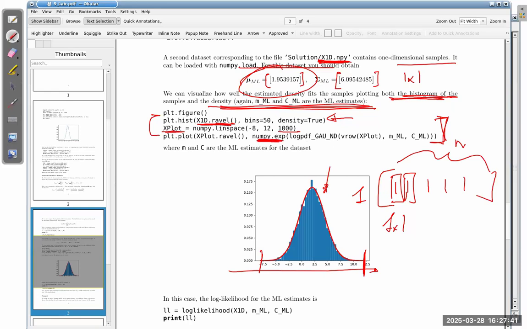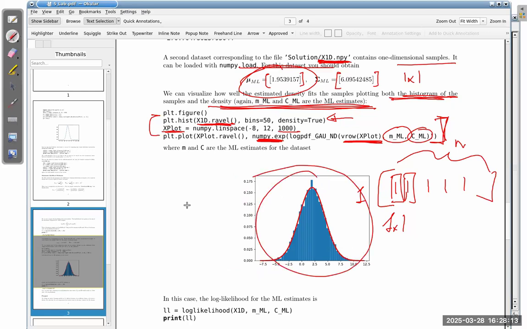Again, in this case, we want the density, so we need to exponentiate. For what? For the values that correspond to the x-axis points at which we want to compute the density using the maximum likelihood estimate. This will give us the function, the red plot, the density as a function of x when the parameters are the maximum likelihood parameters. And this is what you should obtain as a figure. You can see that the fit is quite good. The shape of the histogram is well covered by the shape of our model.